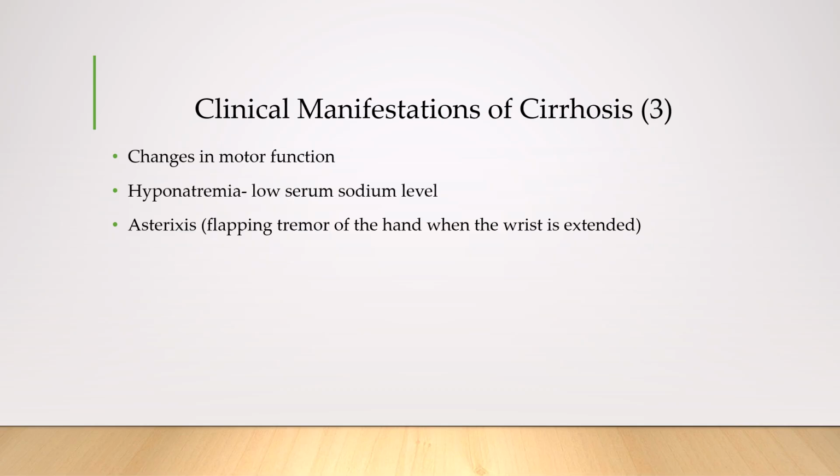Additional clinical manifestations include changes in motor function, hyponatremia. Hyponatremia is a low serum sodium level. And then something called asterixis, and this is a flapping tremor of the hand when the hand is extended.